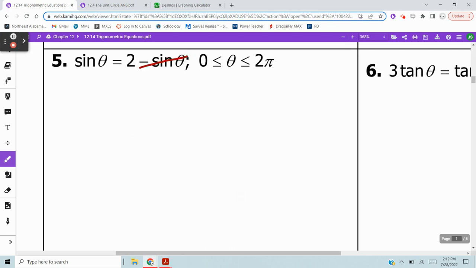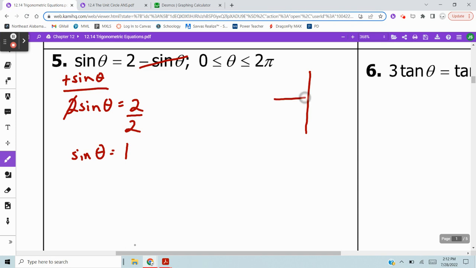So minus sine, I'm going to move over here to the other side by doing plus sine. Sine plus sine, you now have 2 sines. So 2 sine of theta is equal to 2. Next step, I'm going to divide by 2, and I now have the sine of theta equals 1.